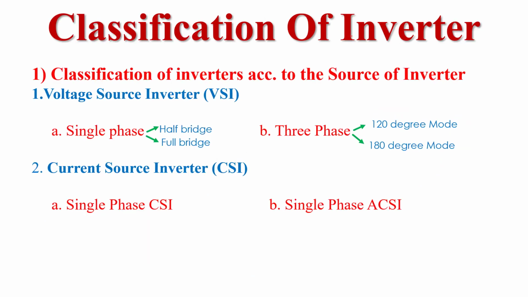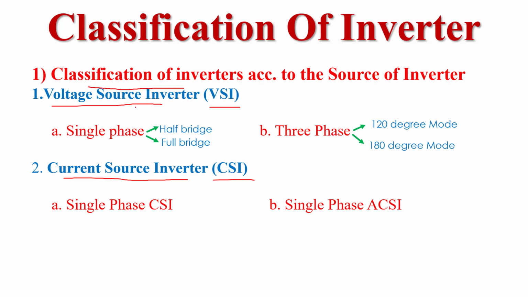Now the classification of inverter. Inverter can be broadly classified into two types. First is voltage source inverter, that is VSI, and second is current source inverter, that is CSI. VSI and CSI I have already explained in my previous video. So if you want to learn about the VSI and CSI and the difference between both of them, please refer that video. The link of that video is given in my description box.